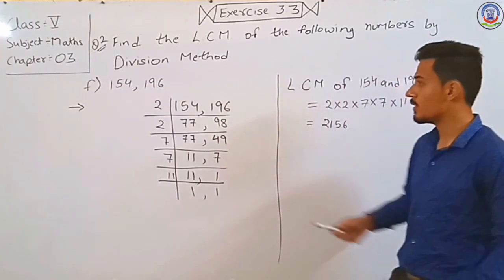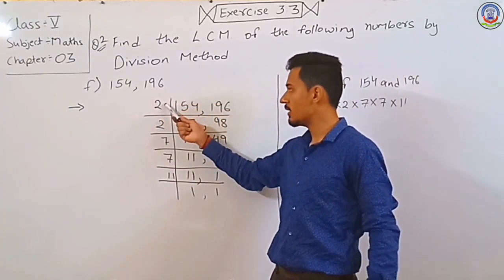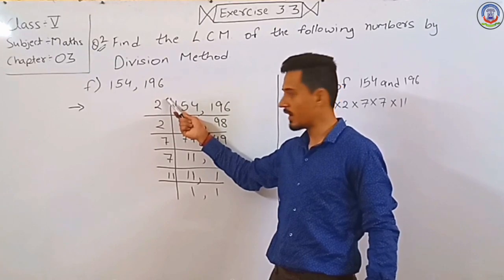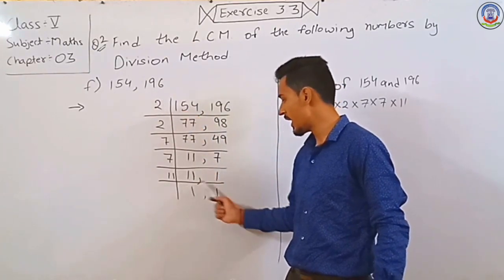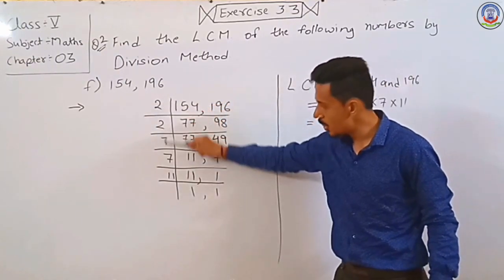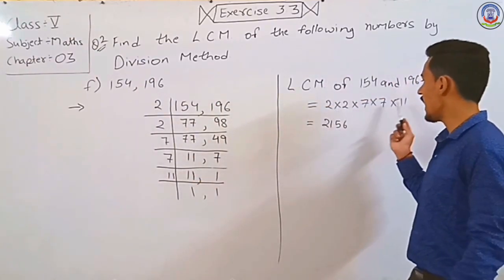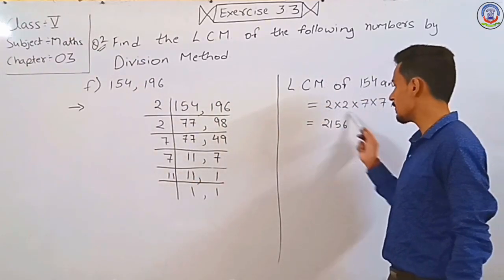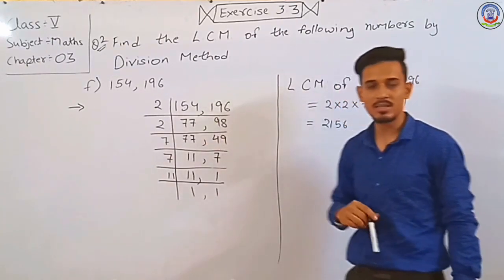In this also, we first write both the numbers horizontally, then divide by prime factors and keep dividing till we get 1 and 1. So when we get 1 and 1, we have to multiply all these prime factors like this, and when we get the product of this, we have the LCM of both these numbers. Okay.